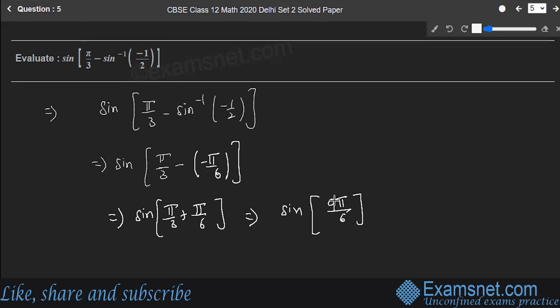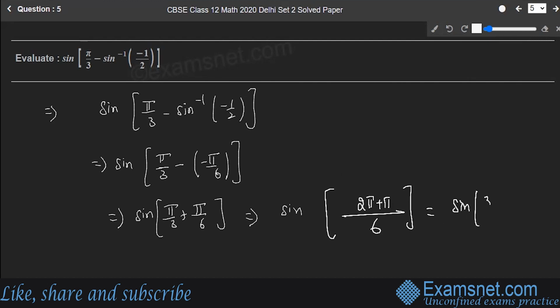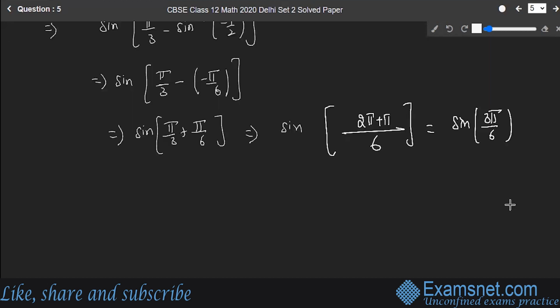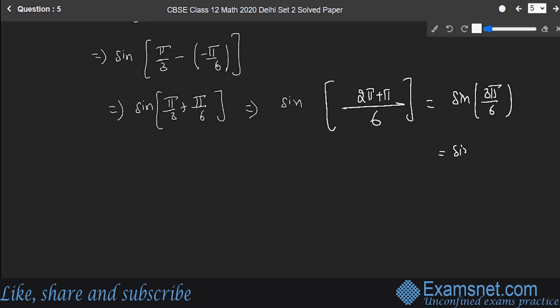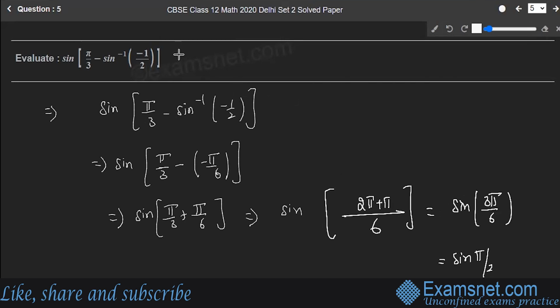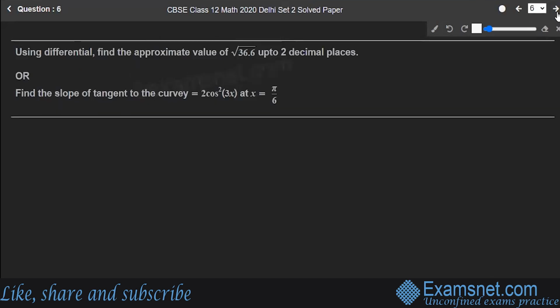Wait, it's not 9 pi by 6. This is 2 pi by 6 plus pi by 6. So this is equal to sine of 3 pi by 6, or this is equal to sine pi by 2, which is equal to 1. So this is the answer to the question. Hope you understood that. Let's move to the next question, number 6.